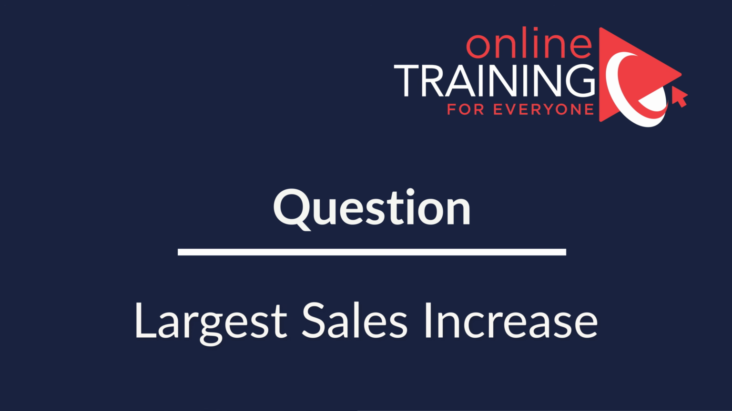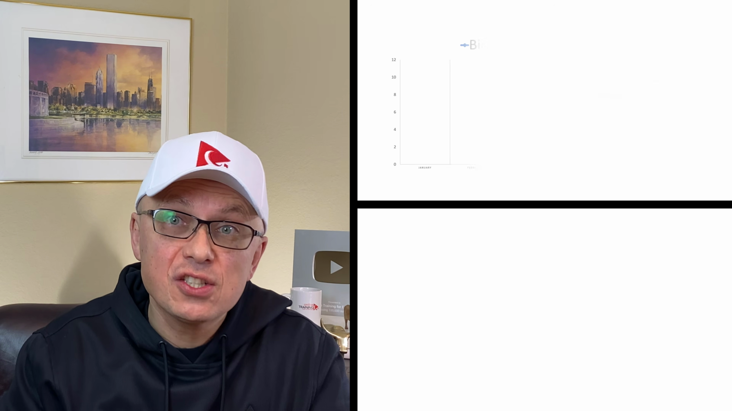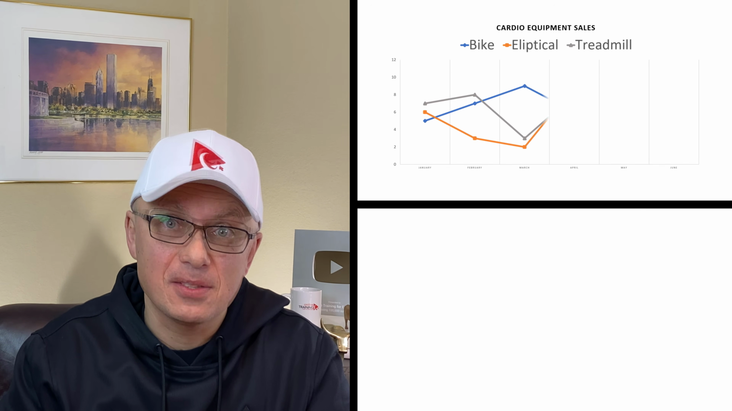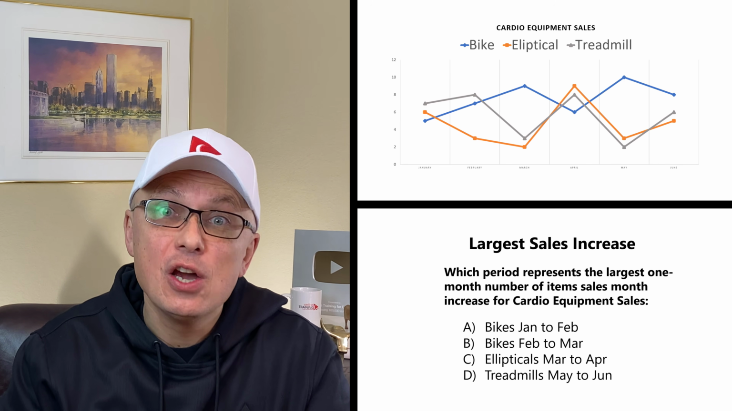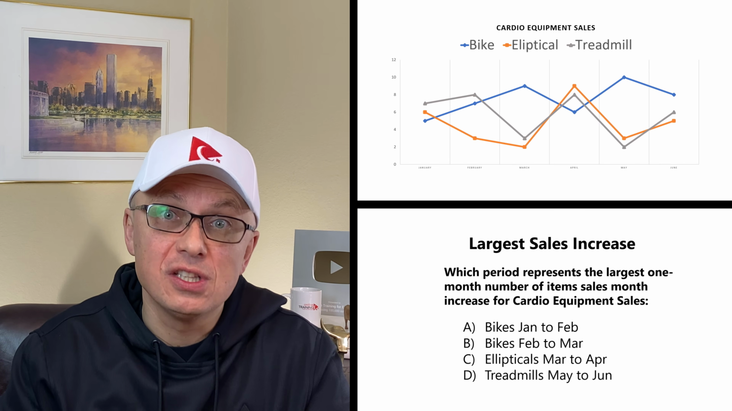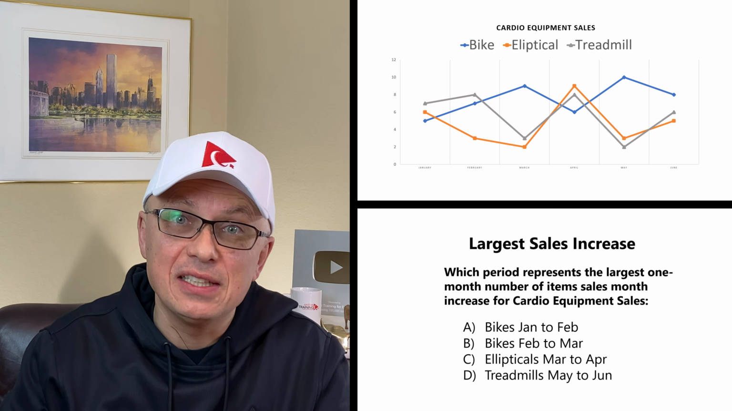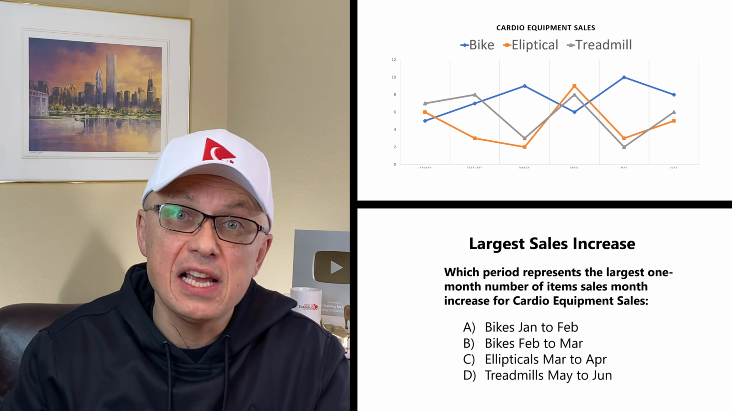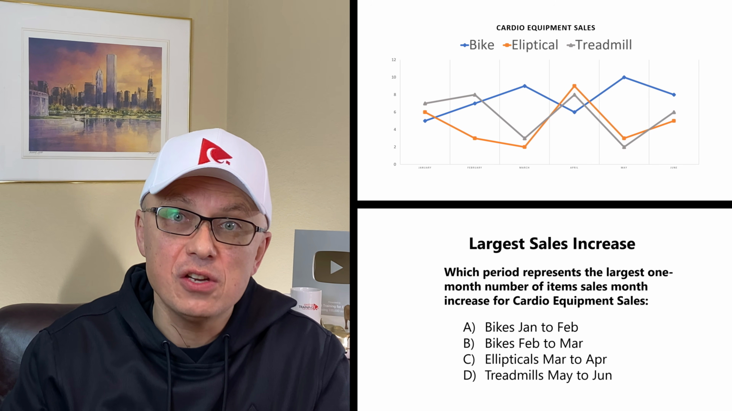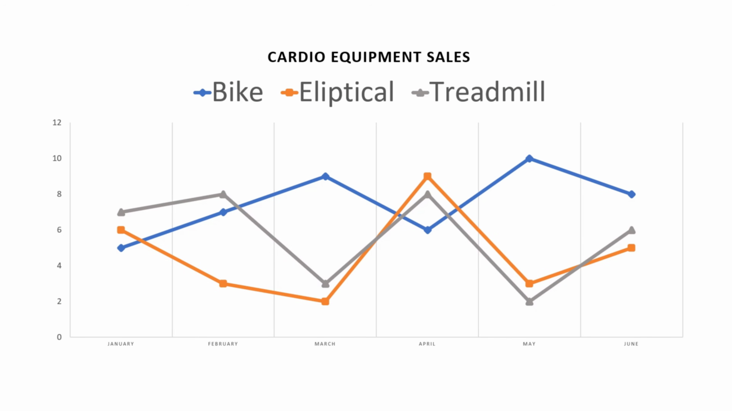A lot of times you might get a question which asks you to determine the sales increase. You're typically presented with the graph, which shows lines that represent different sales. In our case, we are presented with the chart that shows sales of cardio equipment from January to June, sales of bikes represented by the blue line, sales of ellipticals represented by the orange line, and sales of treadmills represented by the gray line.